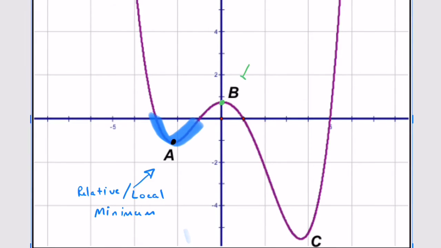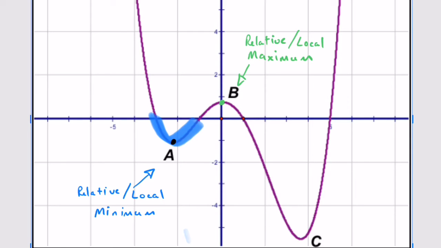In the same way, point B is a relative or local maximum. Minimum means lowest, maximum means highest. So it's a relative or local maximum because in its area it is highest. It is not the highest point on the whole graph. If you go to the left on this function, it goes up forever. If you go to the right, it goes up forever. So this function's highest point is up into infinity because it goes on forever. But in the little area, say between -1 and +1, point B is the highest. So that's why it's a relative maximum.